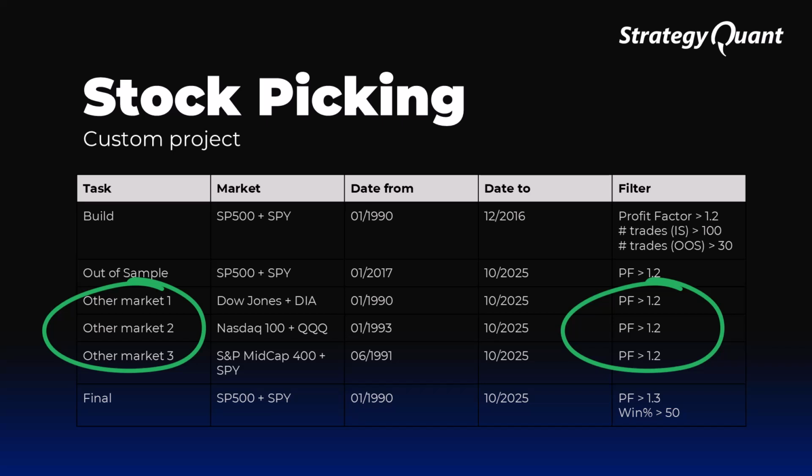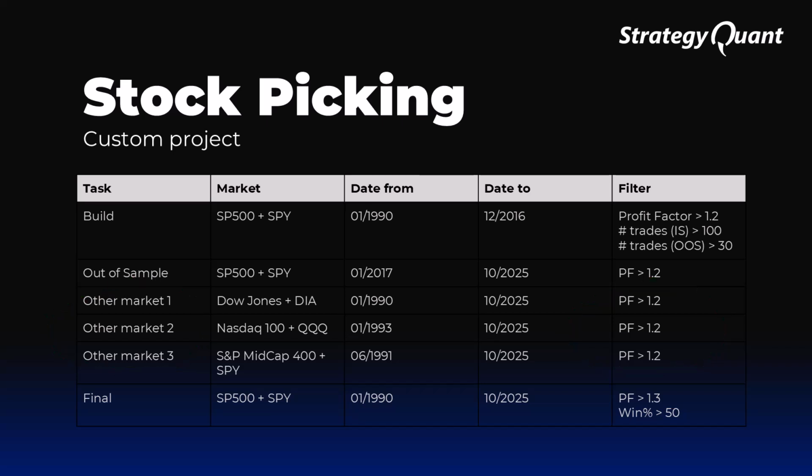The next test will be conducted on the Nasdaq 100 plus subchart QQQ for the entire history from 1993 to 2025. Again, we will filter strategies with a profit factor greater than 1.2. Strategies that pass this test will be further tested on the S&P Mid Cap 400 plus SPY for the period 1991 until 2025. Again, we sort by profit factor greater than 1.2.